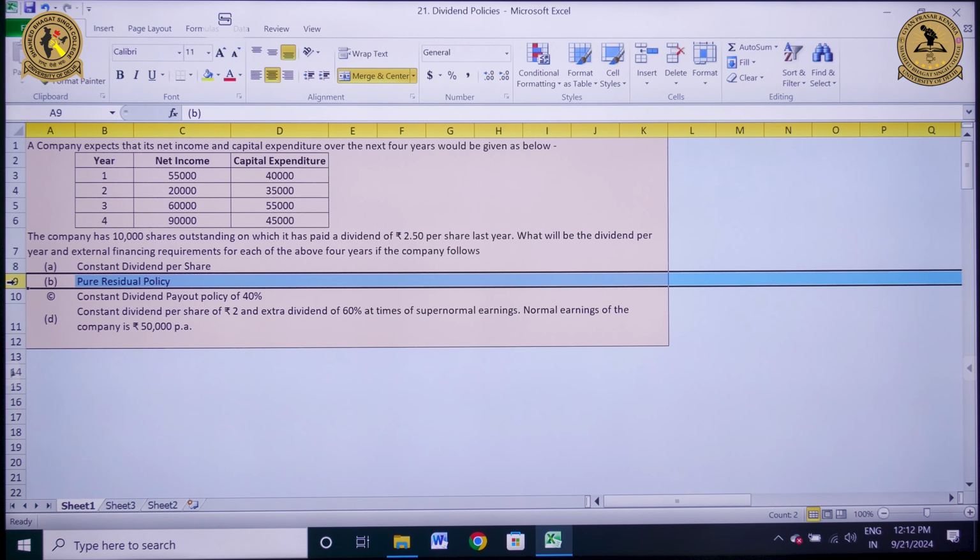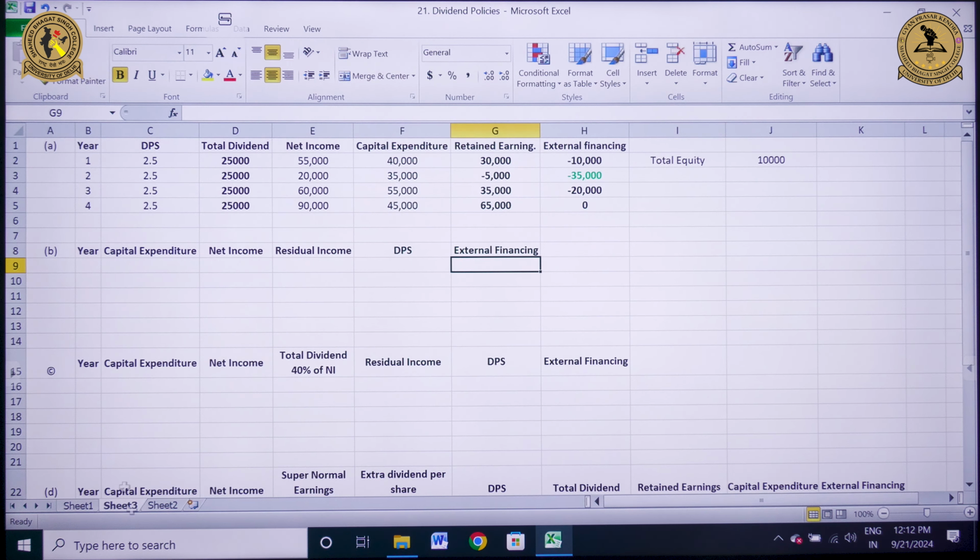You need to calculate the dividend per share and the external financing if the company follows a pure residual policy. So let me first note down the information. There are 4 years starting from year 1 till year 4. The capex requirement has already been specified in the numerical.